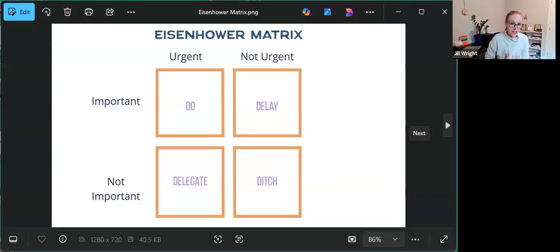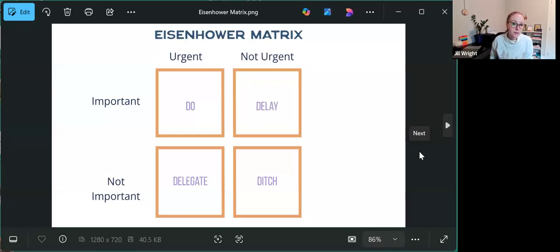The Eisenhower matrix is a tool, as I mentioned, that we use to prioritize and figure out what we actually need to do and what we can maybe delay, delegate, or ditch. This was created by Dwight Eisenhower, a military guy, and this is a system that he used. It has since been translated into the time management and productivity world. So I'm going to go through and show you how I like to use it.